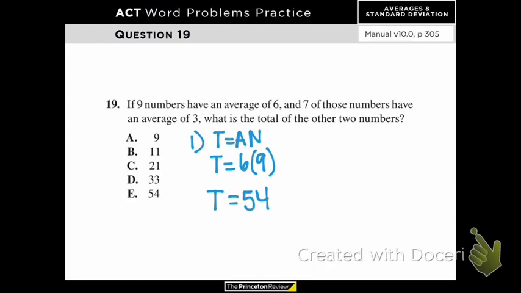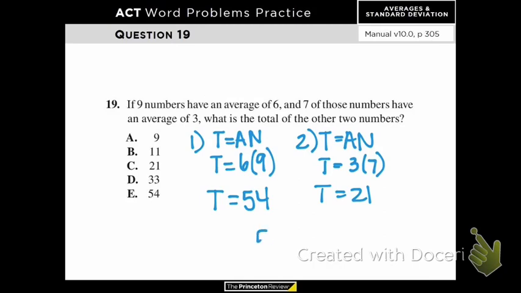Then we're going to think about those 7 numbers, right? So this is step 2 here, still using this equation. So the total here, it says the average is 3 of 7 of those numbers. So the total for those 7 would be 21. So then the question is, what's the total of the other 2 numbers? So now all we have to do is subtract. The total for all 9 is 54, minus the total for the 7 is 21, which gives us 33. And again, because it's asking for the total of the other 2, we're done. If it wanted the average of the other 2, we would have to divide that by 2.